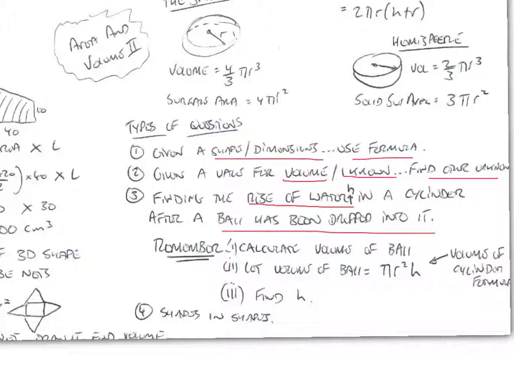First thing to do is to calculate the volume of the ball, then you let that volume of the ball equal pi r squared h, where this is the volume of the cylinder the ball has fallen into. So this is the radius of that cylinder and the height of that cylinder, and you simply find h. We'll look at an example or two of those in a second. And then the final type of question is what I refer to as shapes in shapes, where you find the volume of a sphere in a cylinder and so on. We'll look at an example in a second.